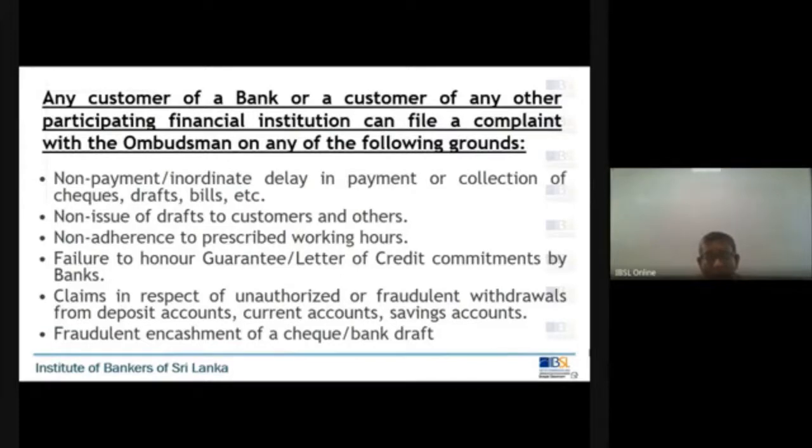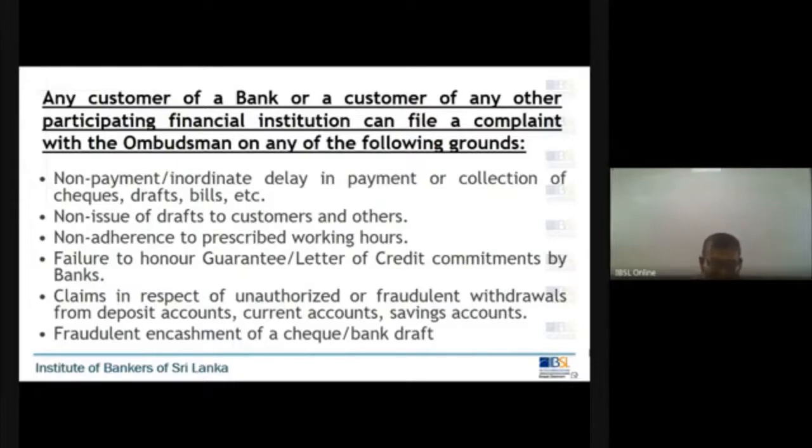But usually, a bank customer or any other participant can complain about non-payments, inordinate delay in payments or collections of checks, non-issue of drafts to customers, and non-adherence to prescribed working hours, because they said you open for 7 hours, 8 hours, but when you go to the bank, it's closed. They say due to COVID only limited staff are working, and so on. Failure to honor guarantee or letter of credit commitments. Claims in respect of unauthorized or fraudulent withdrawals from deposit accounts. So somebody has taken the money.